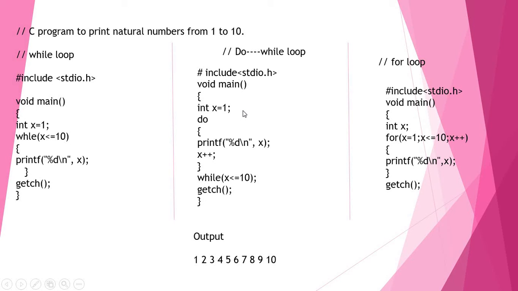Now, the same program we can do with the help of a for loop. The for loop has the advantage of having initialization, condition, as well as the test, that is either increment or decrement. So within one for loop, we are doing the do part as well as the condition part, that is the while part. This is the advantage of the for loop. So these are the three different loops used to print the numbers from 1 to 10.